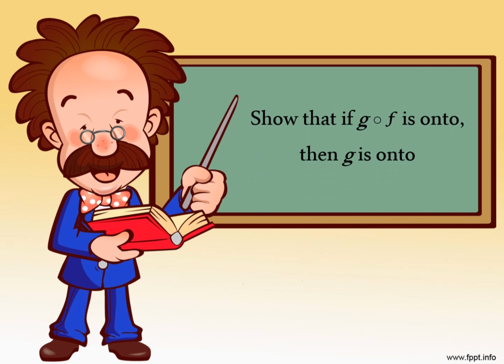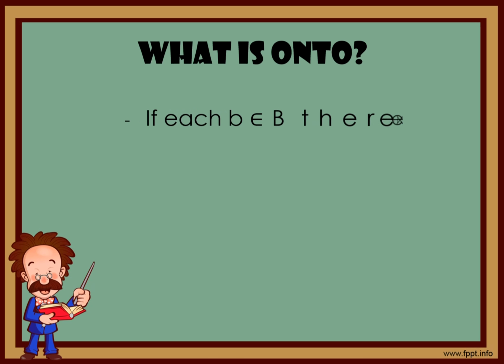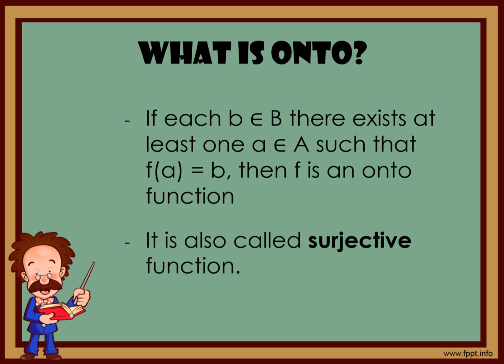The problem is, show that if G circle F is onto, then G is also onto. What is an onto function? If for each b that is an element of B, there exists at least one a that is an element of A such that f of a is equal to b, then f is an onto function. It is also called a surjective function.